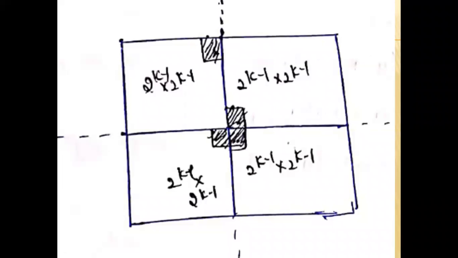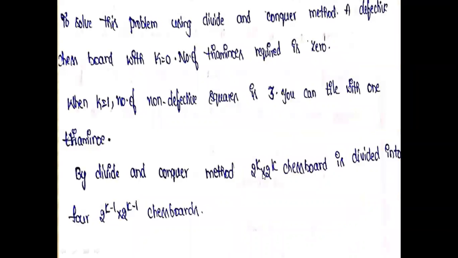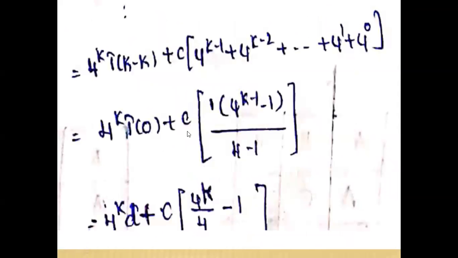Here the problem is divided into four sub-problems. That is, a 2 power k by 2 power k chessboard is divided into 2 power k minus 1 by 2 power k minus 1 chessboards. Suppose the problem has input k. The problem is divided into four sub-problems of size k minus 1. The time complexity for the chessboard: suppose T of k equals d if k equals 0, otherwise 4 T of k minus 1 plus c. C represents the number of steps required to divide the problem.